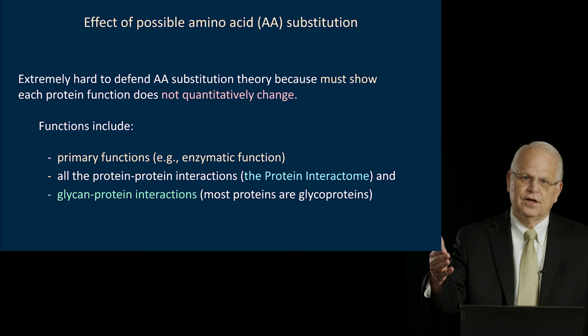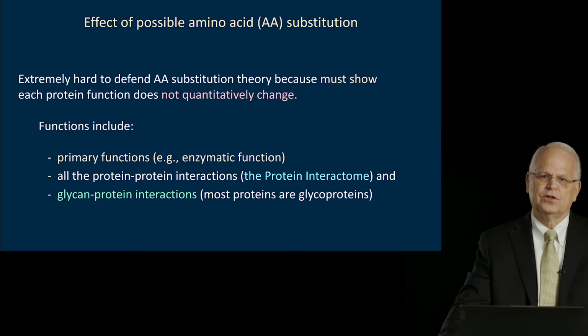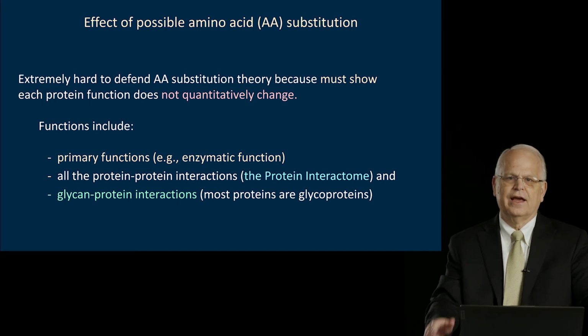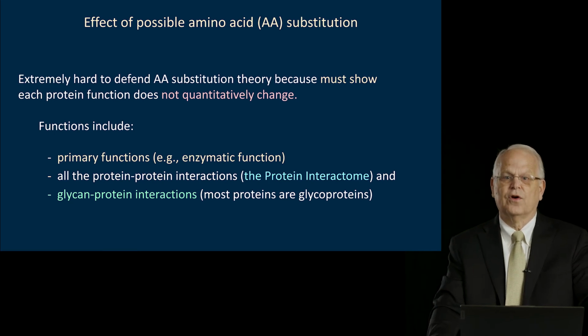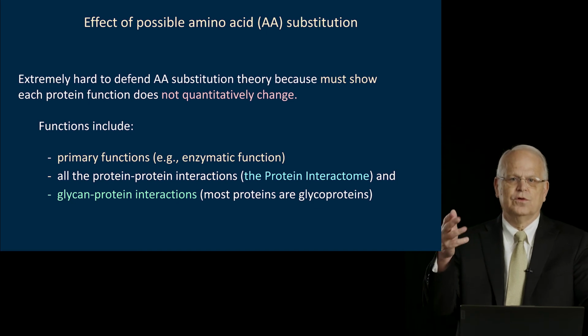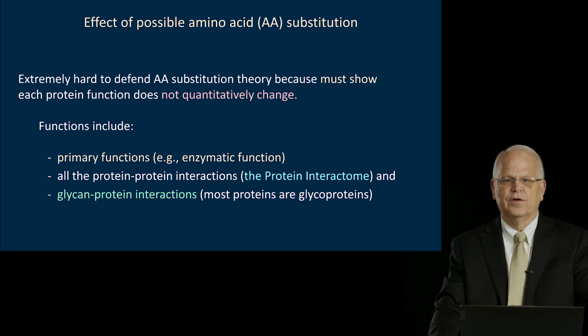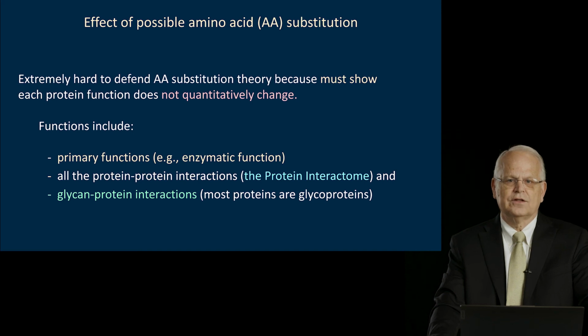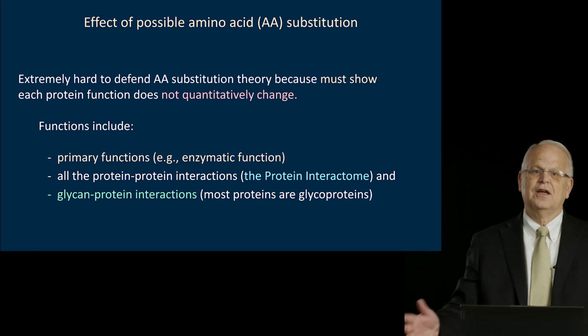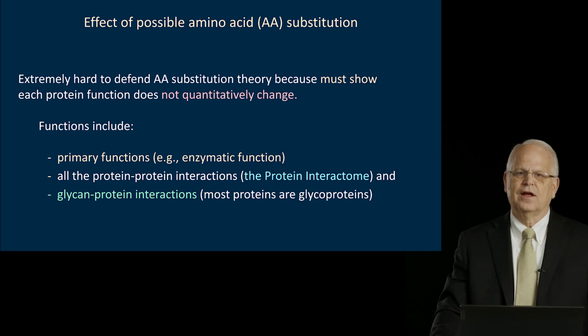But beyond that, you have got to show that the glycan-protein interactions don't change. Now, glycans are the sugar trees that attach to proteins, and most proteins are glycoproteins or have these glycans on them. And certain amino acids will allow glycan attachment and certain will not, and these glycan trees have got various forms. We are at an infant stage of understanding glycan-protein interactions. We simply don't have the knowledge to say what are the quantitative glycan-protein interactions. So this amino acid substitution theory is an idea, but not substantiated by anything like adequate fact.